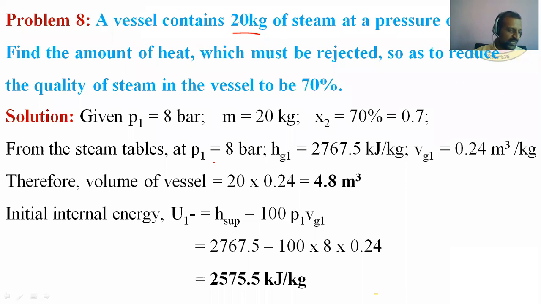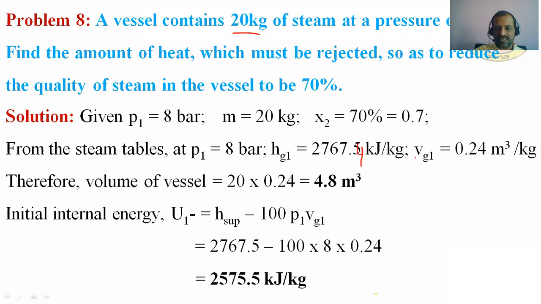If you move horizontally, you will find the values. This is the hg value. hg means the dry saturated steam value. It is given as 2767.5 kilojoules per kg. In the steam table it is given as 4. You can write it as 4 there.